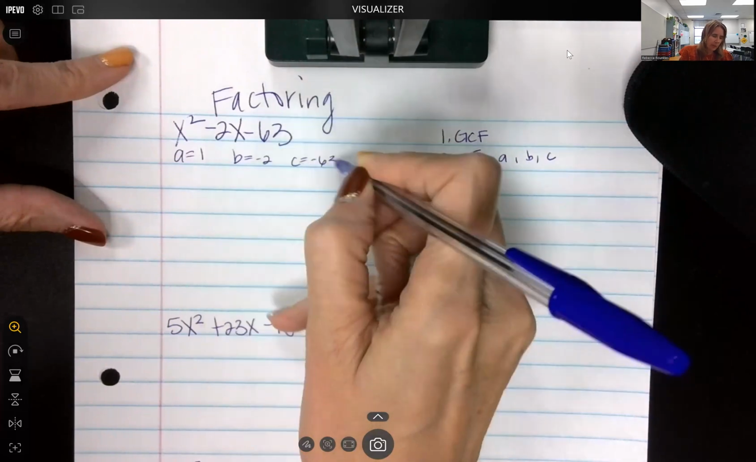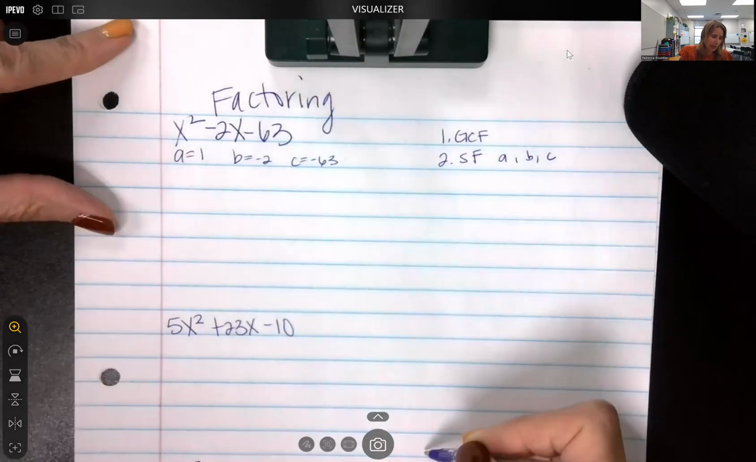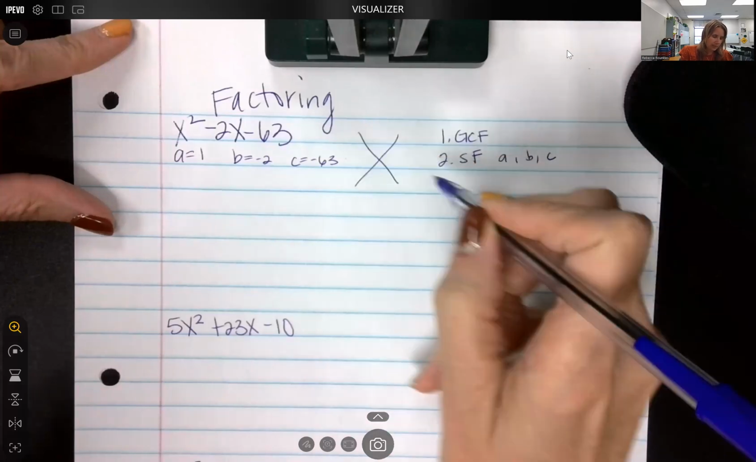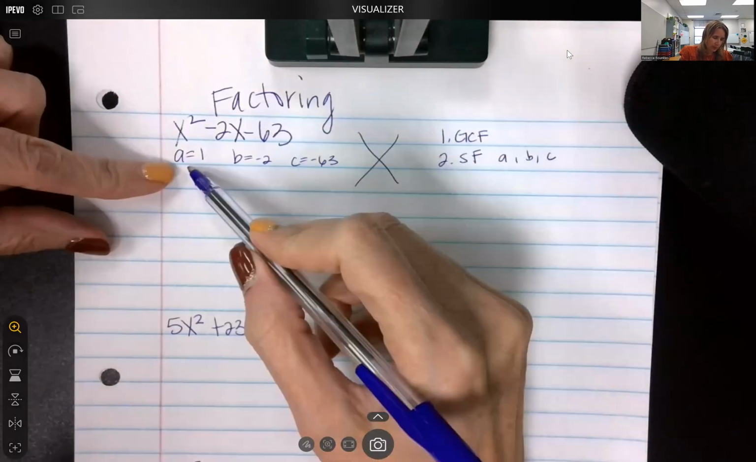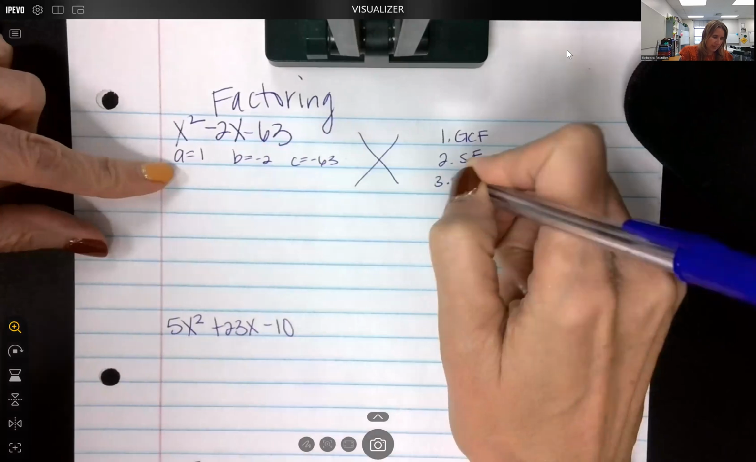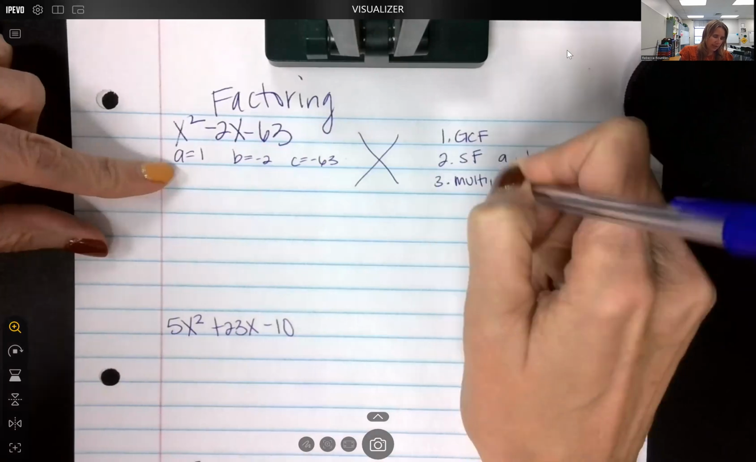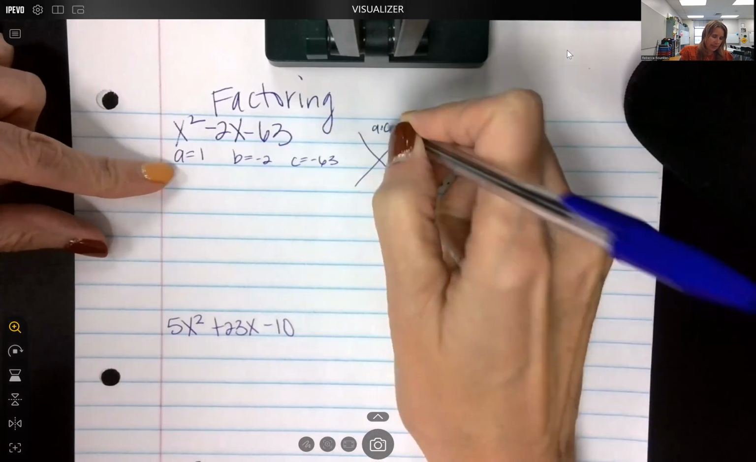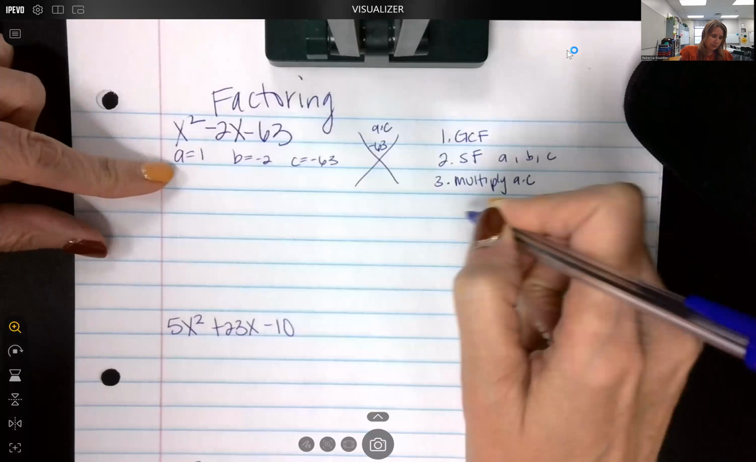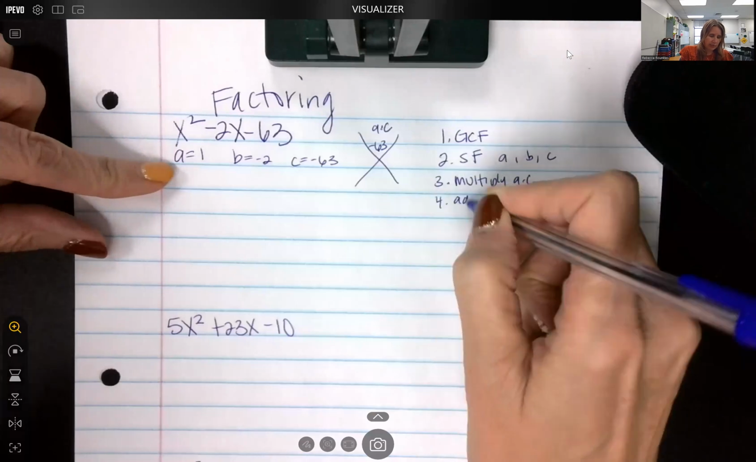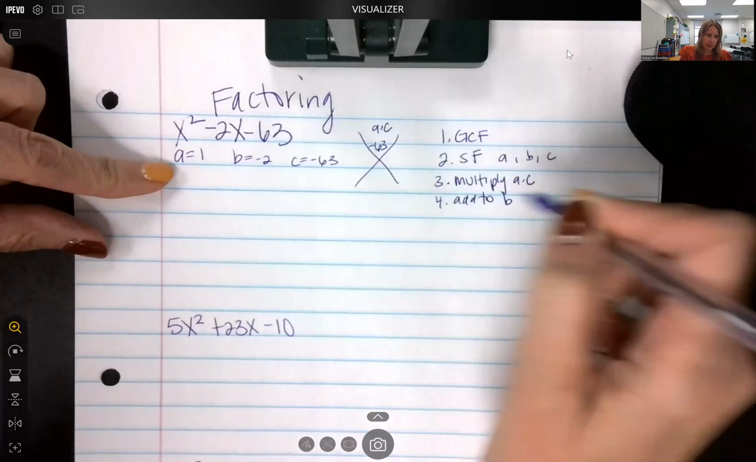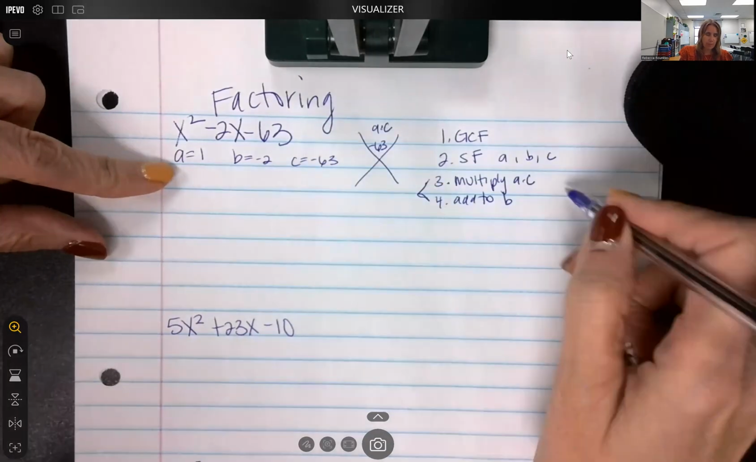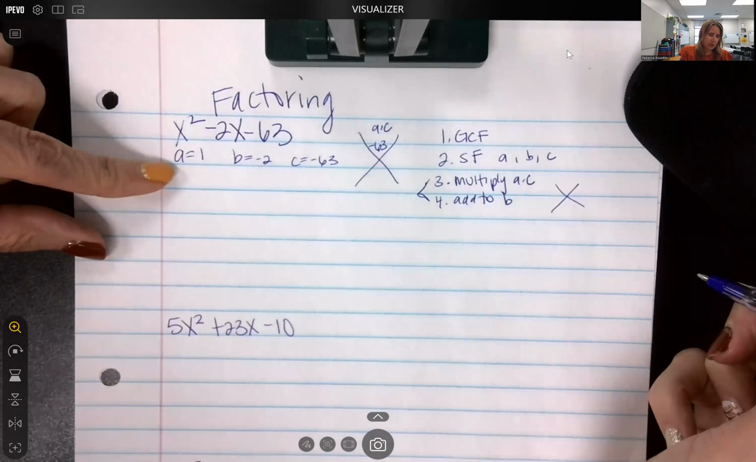Okay, then we're going to go ahead and do our x-men. We're going to multiply A times C, that goes in the top. That gives us -63. And then we're going to add to B. So steps 3 and 4 are the x that we talk about when we say x-men. Okay, so B is -2.